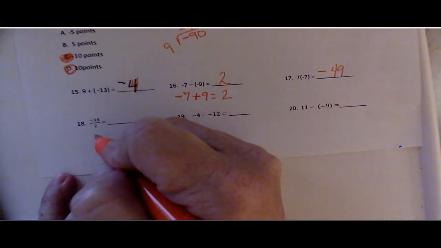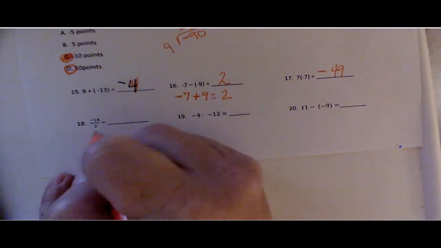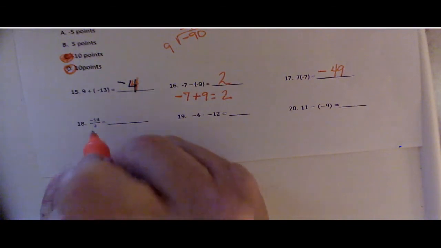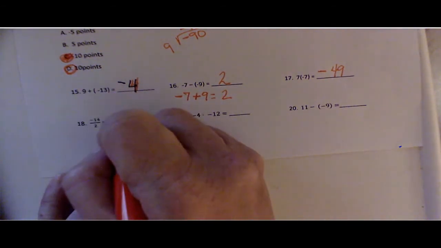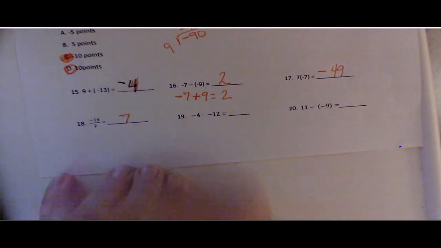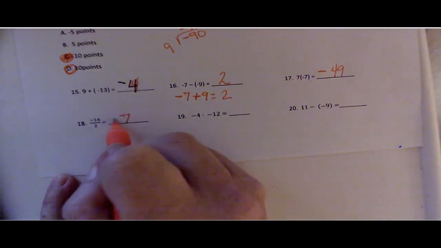Negative 14 divided by 2. When they're on top of each other like this means divide. 14 divided by 2 is 7. Negative divided by a positive is negative.